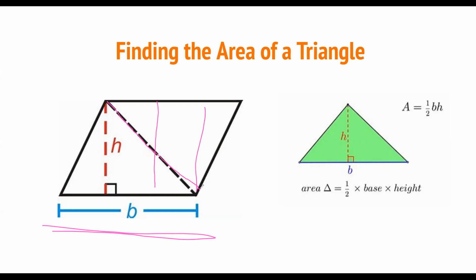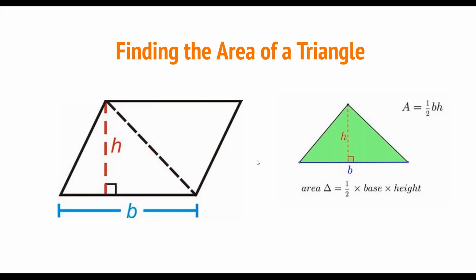It's going to be base times height, which is like a parallelogram, but I'm going to then multiply it by 1/2. Multiplying by a half is the same thing as dividing by 2. So if I have base times height times 1/2, I could also write this formula as base times height divided by 2. Either way you want to think about it, I'm going to show you both ways in the first example that we do.